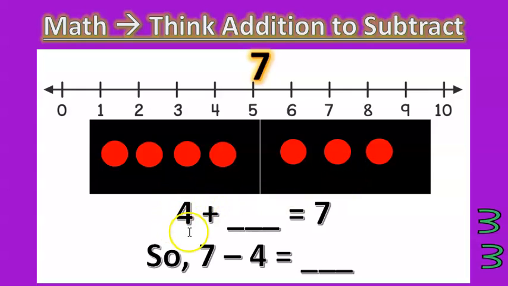Now, 4 is here because there are 4 red dots in this first rectangle. Now, boys and girls, how many dots are in this rectangle? How many red dots?